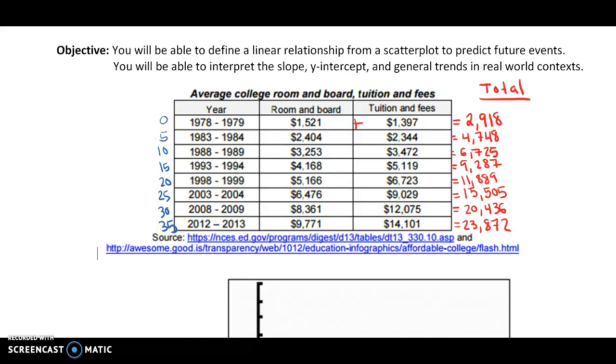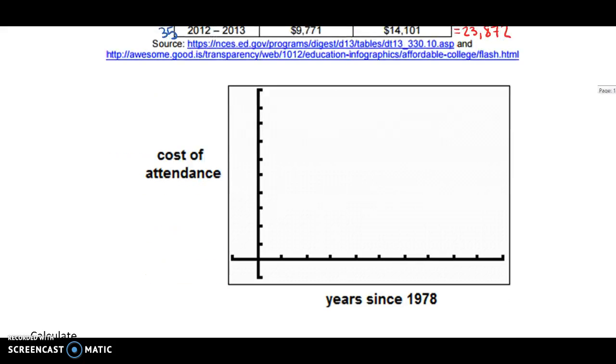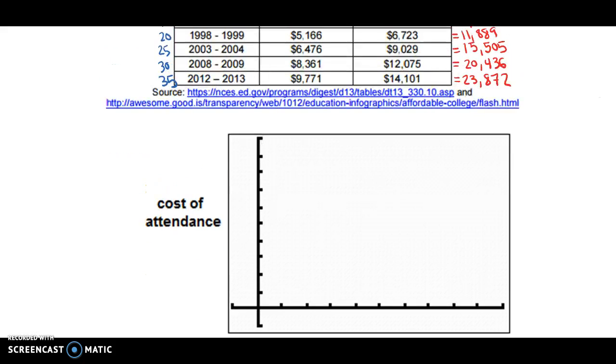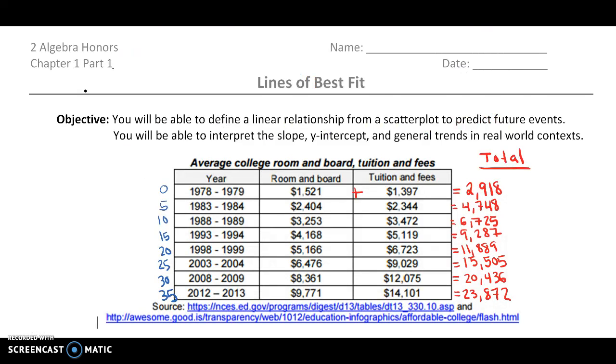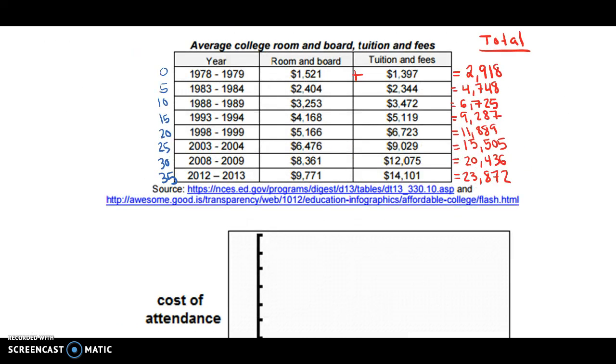Okay, the reason I had to do that is so I can plot just one variable on our axis here. So years since 1978, you might just label that as you wrote it up there. So this is 5, 10, 15, 20, 25, 30, 35, 40. We don't really need to go on. Okay. Now I calculated the total cost of attendance, and that's in my total column over here.